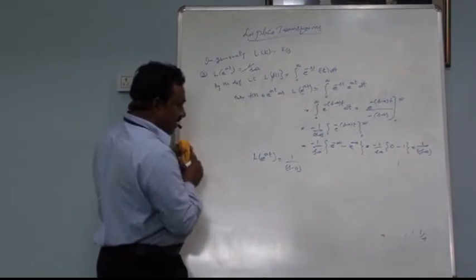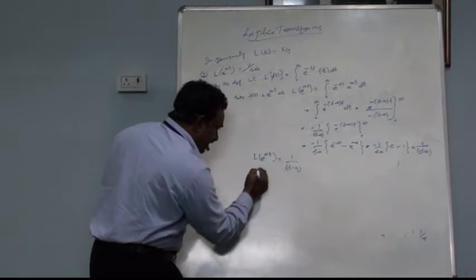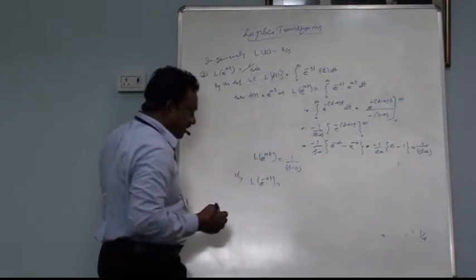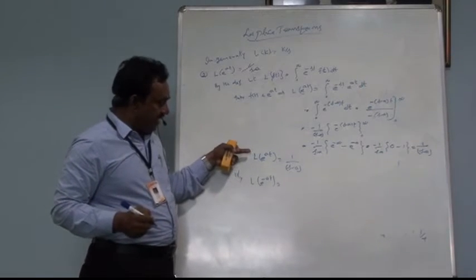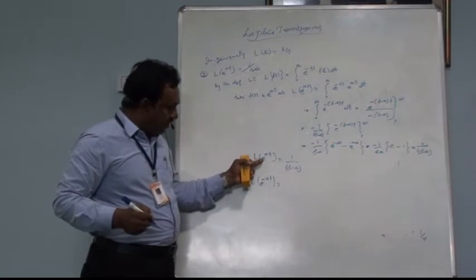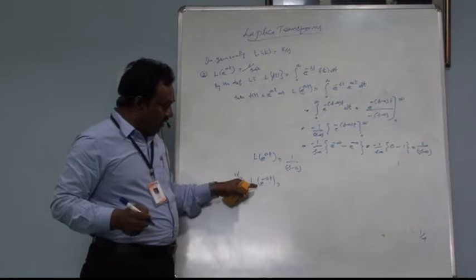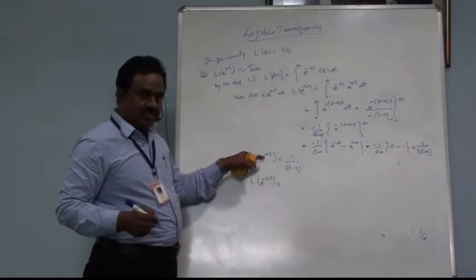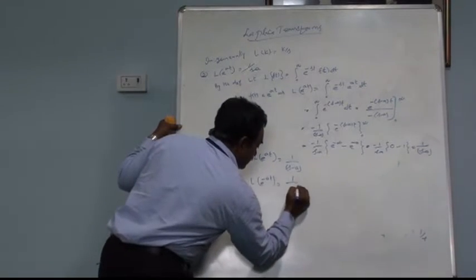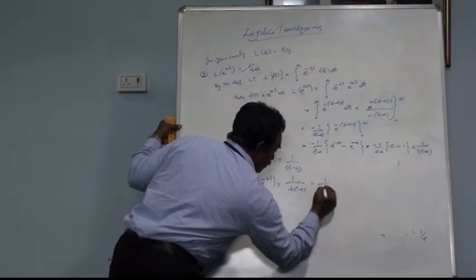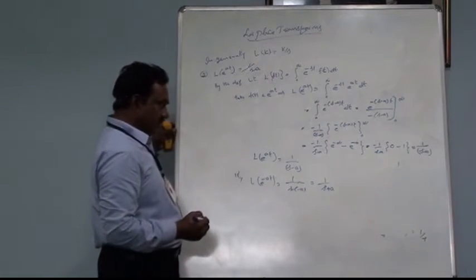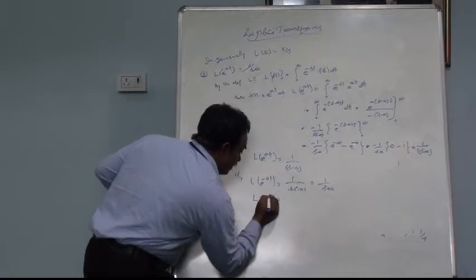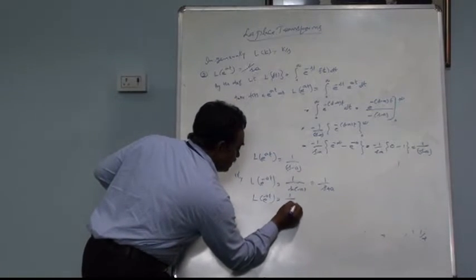Similarly, if we replace e power at by e power minus at, that is, we can write L of e power minus at. That means, in the above result, you replace a by minus a. Since L of e power at equal to 1 by s minus a, now I want to know L of e power minus at. Then what we have to do? Replace a by minus a in the above result. You get 1 by s minus of minus a. That gives you 1 by s plus a. So therefore, this is another result. Finally, L of e power minus at is equal to 1 by s plus a.